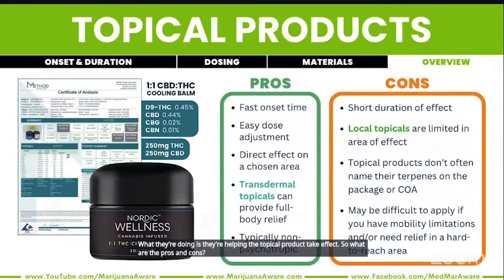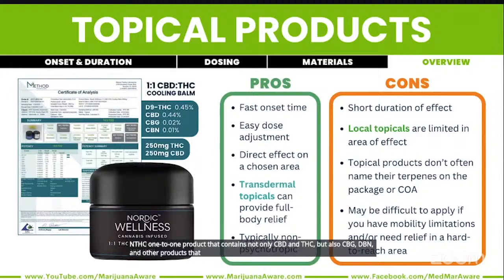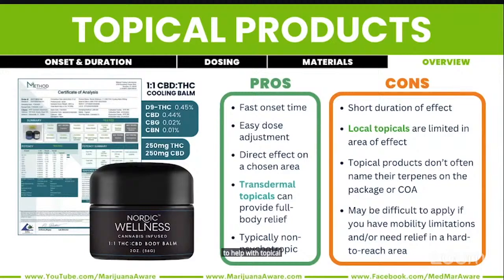First of all, I want to point out that all topical products, especially from a licensed dispensary, will come with what they call a certificate of analysis, a COA. In this particular case, we're looking at a product from Air, which is a CBD and THC one-to-one product that contains not only CBD and THC, but also CBG, CBN, and other compounds that are important to help with topical relief. I should point out that it's very fast acting. You can easily adjust the dosing amount. You can apply it to the affected area. If you do have a transdermal topical, it'll give you full body relief, and typically it's not psychoactive.